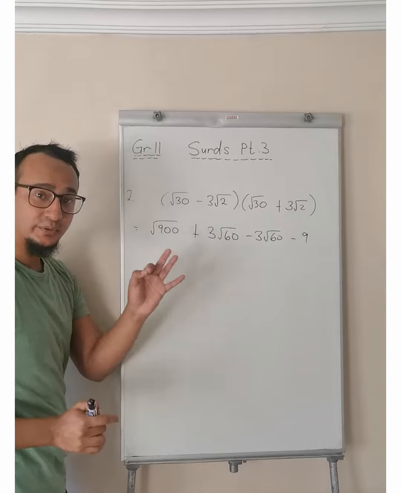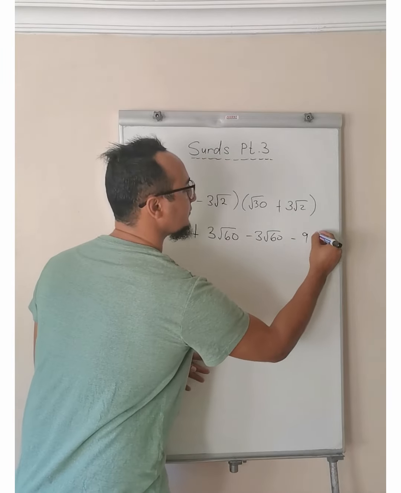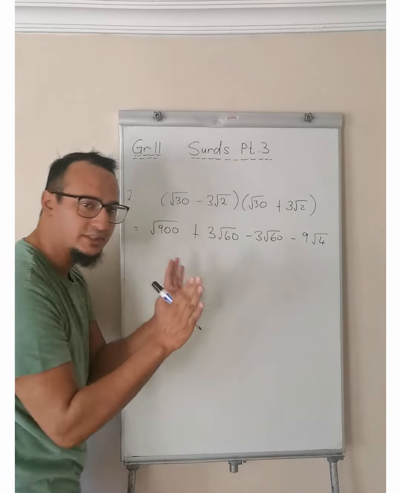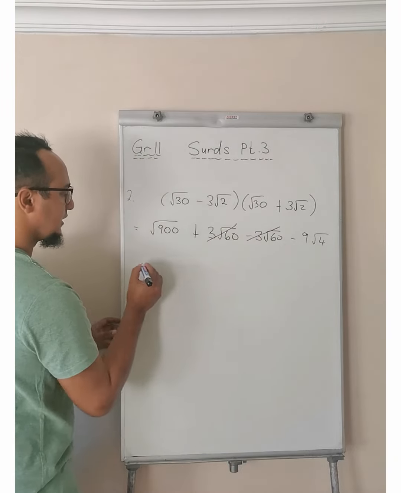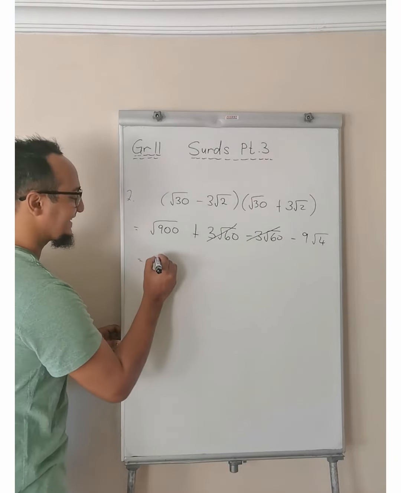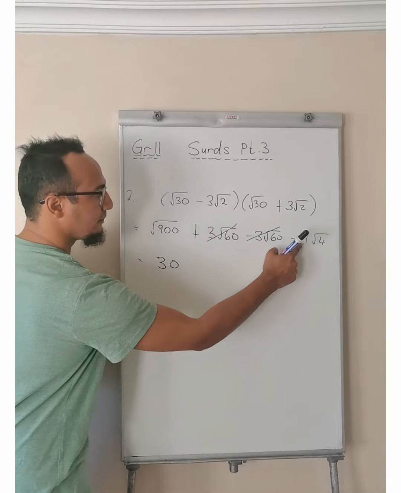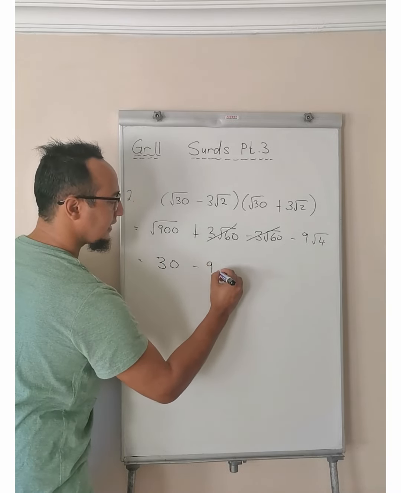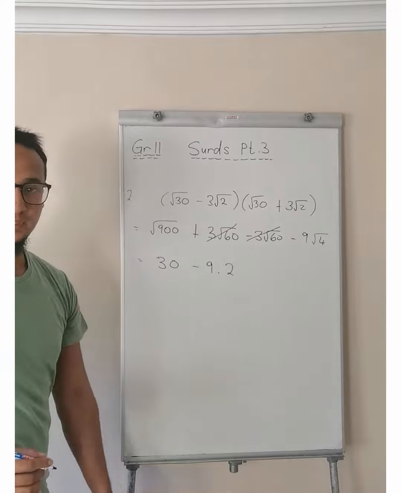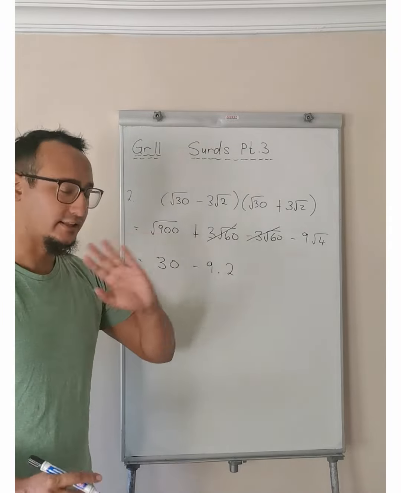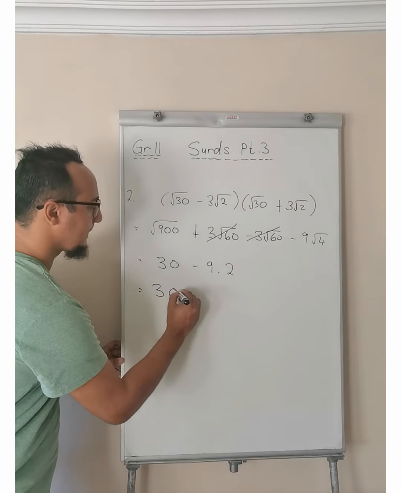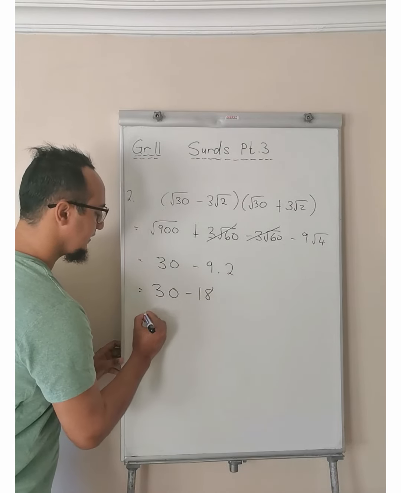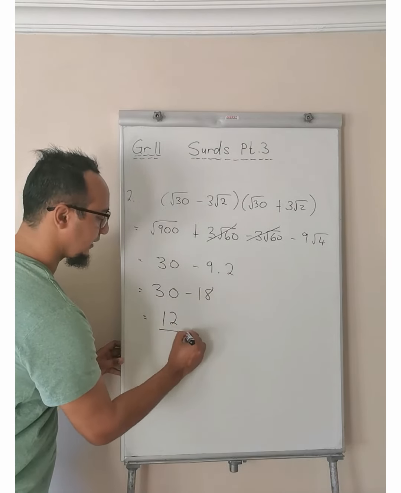And then the last term, the numbers, the coefficients multiply to be negative 9, and the square root of 2 times the square root of 2 is equal to the square root of 4. If you can go to that answer immediately, no problem. Alright, so I see these two make 0. The square root of 900 is 30, minus 9 times 2. Right? If you can go to this answer again, that's fine. 30 minus 18 is equal to 12.